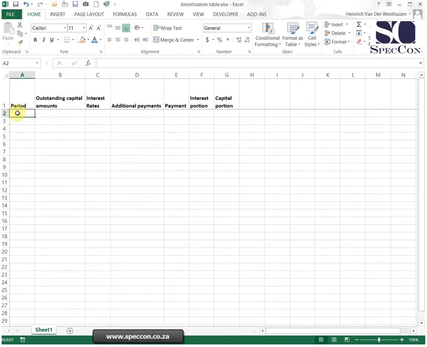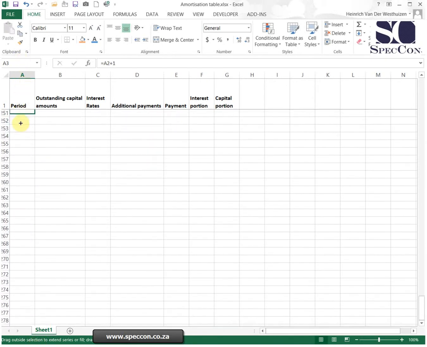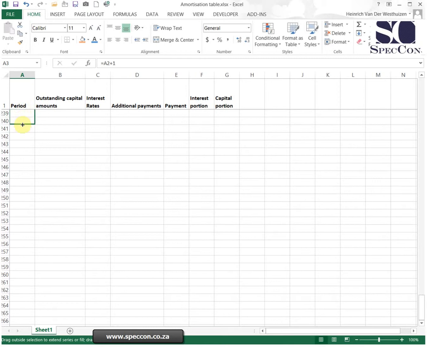So we want to compile an amortization table, but what's important, if you go to your example, we want to be able to change this. So we've got a total periods of 240. So we need to create that amount of periods in column A. So we're going to do that up until 240. So now we've got 240 there.